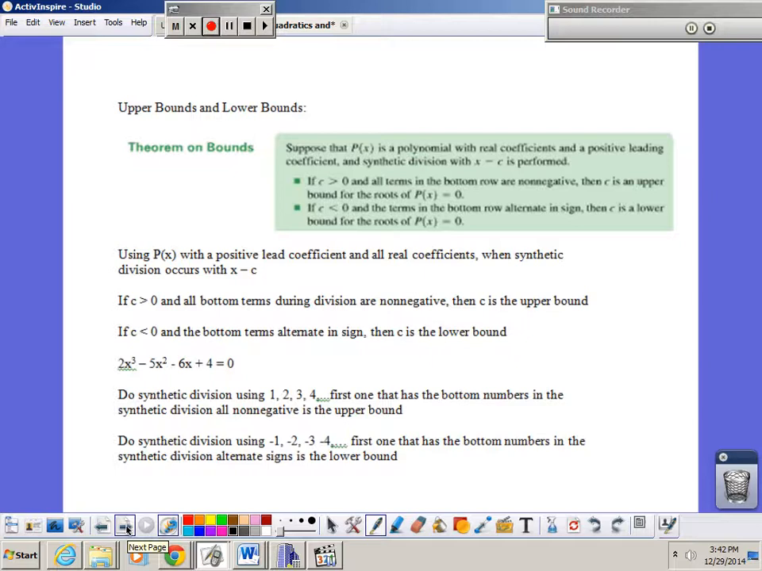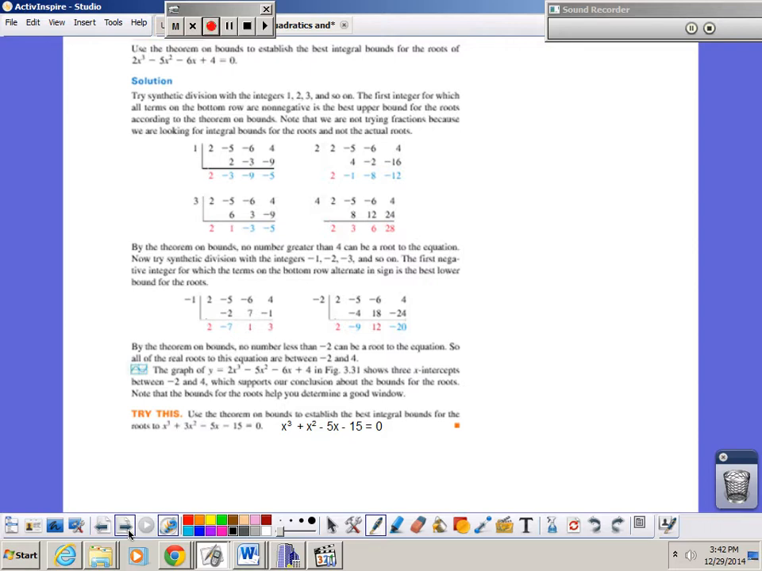Okay, upper bounds and lower bounds. This is the theorem on bounds. Okay, so it says, with a positive lead coefficient and all real coefficients, when synthetic division occurs with x minus c, if c is greater than 0 and all the bottom terms during the division are non-negative, then c is the upper bound. And if c is less than 0 and all the bottom terms alternate signs, then it's a lower bound. What in the heck does that mean? Well, let's see on the next page.